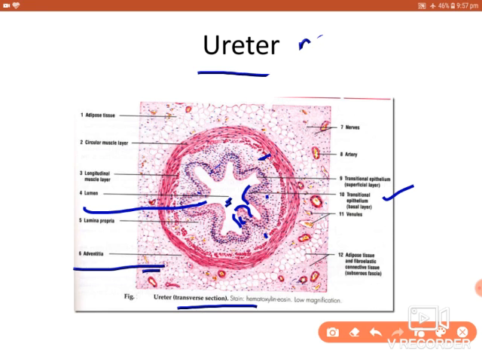The next layer is the lamina propria, where you can see connective tissue. Then see the muscle layer: the inner longitudinal and the outer circular. In the GIT there is inner circular and outer longitudinal, but in the urinary system there is inner longitudinal and outer circular. In the lower part of the ureter there is inner and outer longitudinal with a middle circular layer. The outer layer is the adventitia, where you can see adipose tissue, fat cells, connective tissue fibers, arterioles, venules and lymphatics.